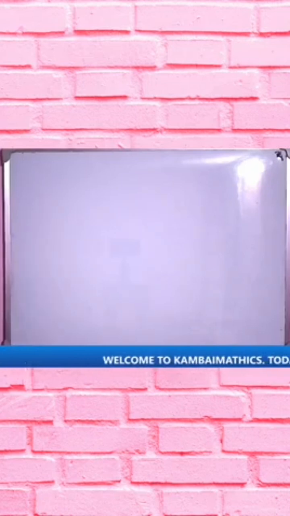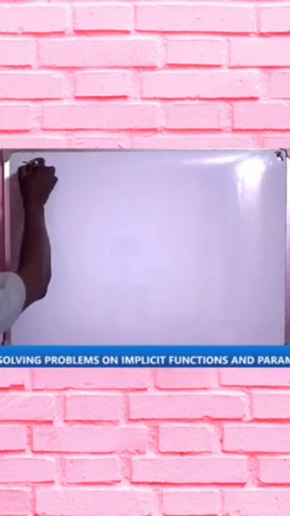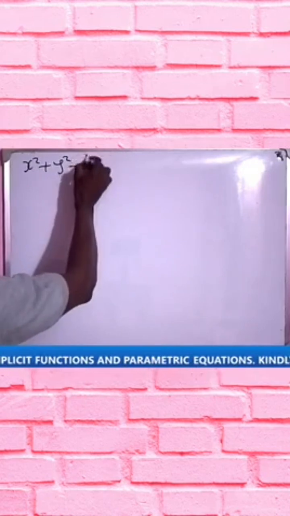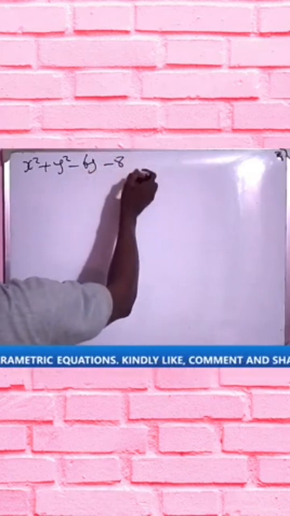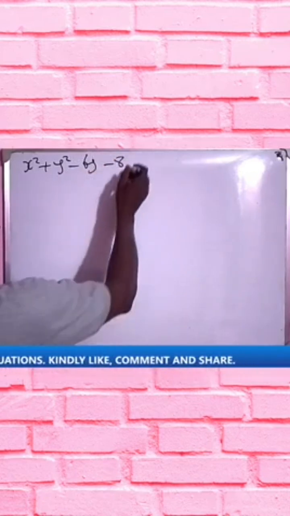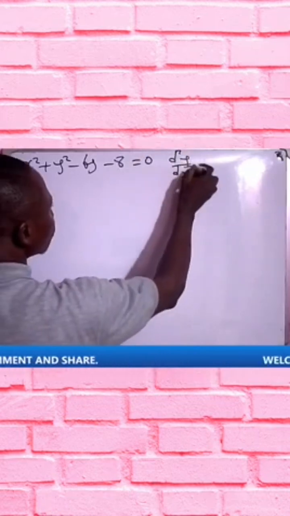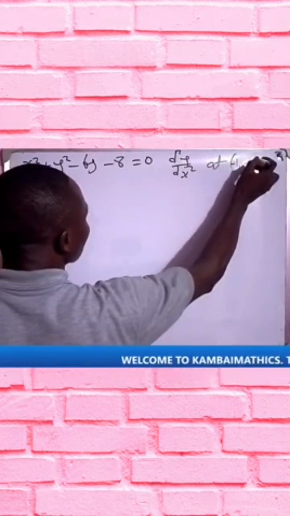All right. So I will take the last question on parametric equation, and also I will take order before we go to the application aspect of this. So we have x squared plus y squared minus 6y, and then we have minus 8. So that we are to find this is equals to 0. Find the d square y over dx square at point 1 minus 1 comma minus 1.